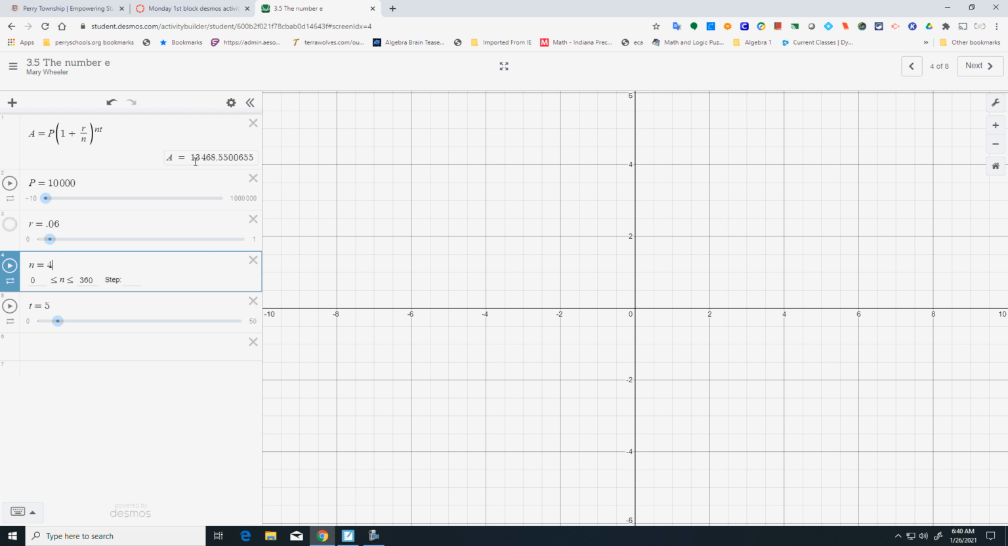If instead of annually, I went quarterly, I'm going to make $13,468. If I went from quarterly to monthly, I'm going to make $13,488. If I went from monthly to daily, $13,498. So you can use this slide to kind of do some of the math for you. If you want to do it with a calculator, that's 100% fine. Just make sure that you do the parentheses first, your exponent, and then multiply by your principal.